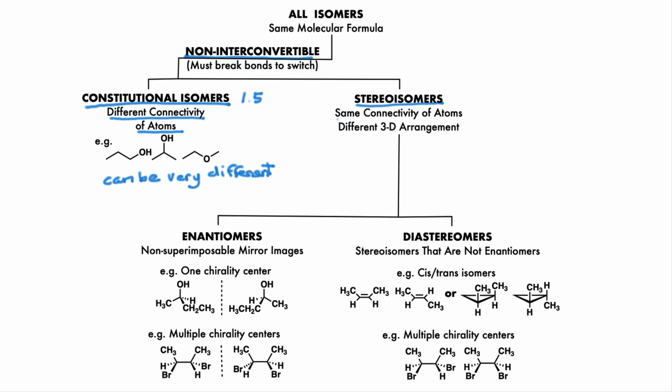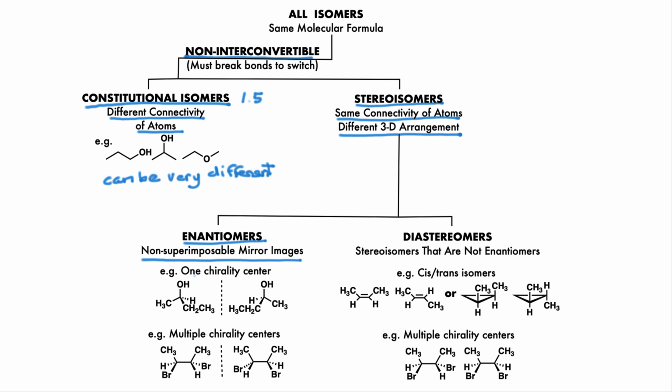Stereoisomers, which we study in this unit, have the same molecular formula, and they also have the same order of connectivity of atoms. Stereoisomers differ from each other only in their three-dimensional arrangement of atoms. One branch of stereoisomers are the enantiomers. Enantiomers are isomers which are non-superimposable mirror images.